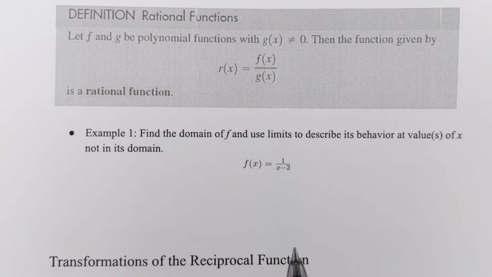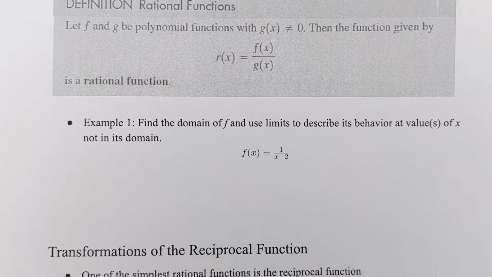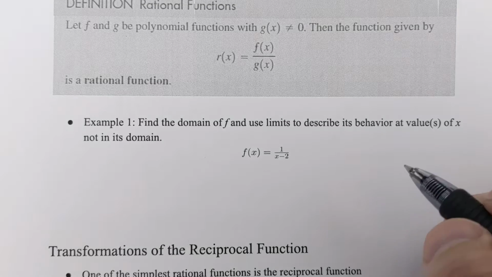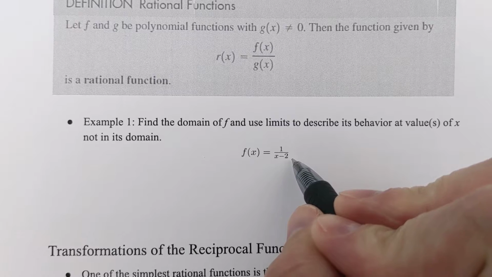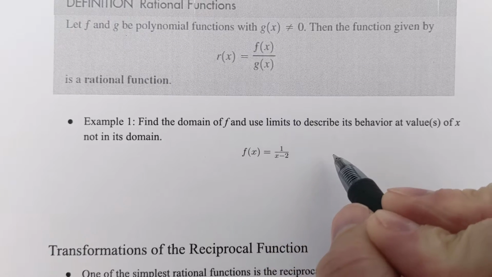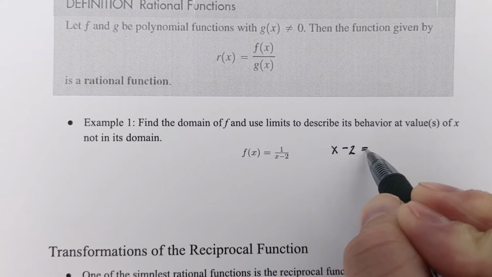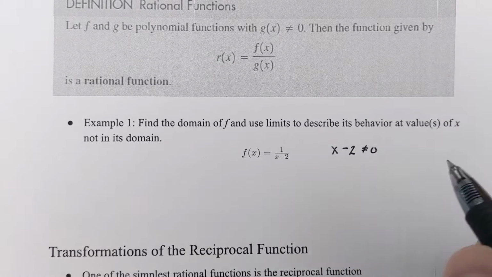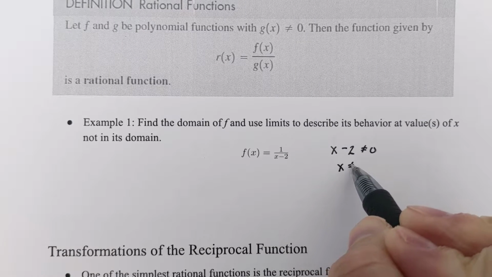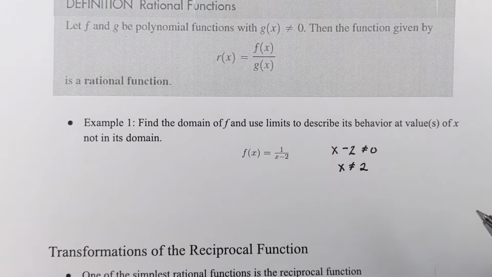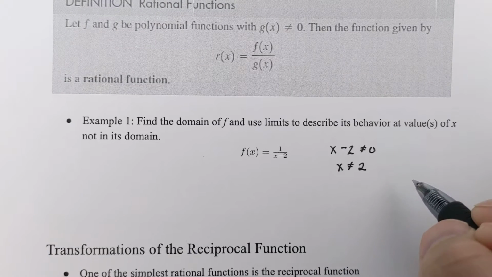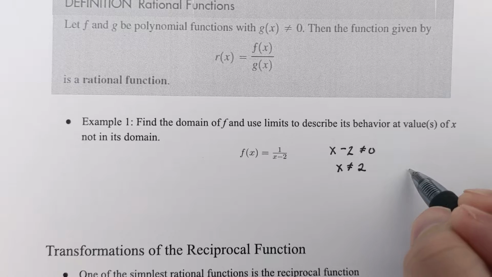Example 1 says find the domain of f and use limits to describe the behavior of the values of x not in its domain. Since we have a fraction, we can't divide by 0. So if you want to find the domain of a rational, you set the denominator not equal to 0 and solve. The domain for this function is all values except for 2, which means we have a vertical asymptote at positive 2.